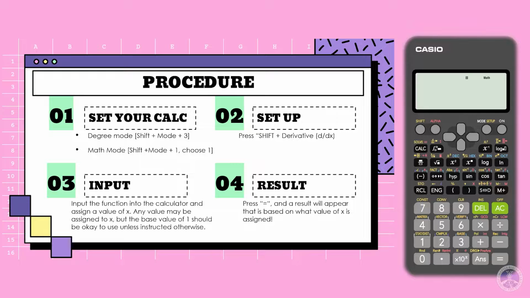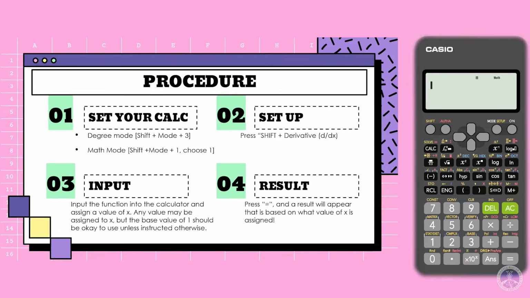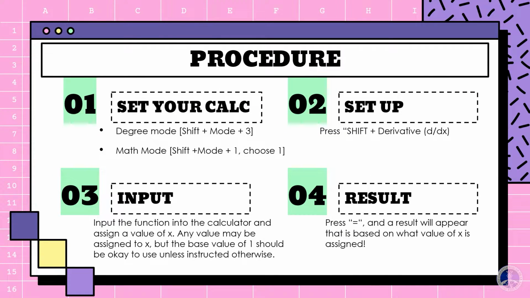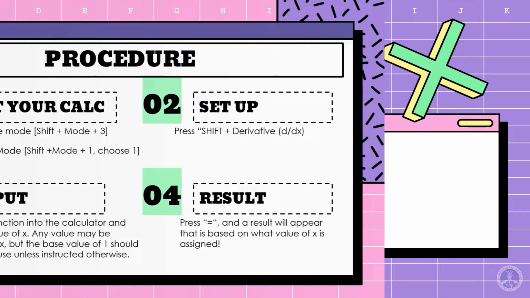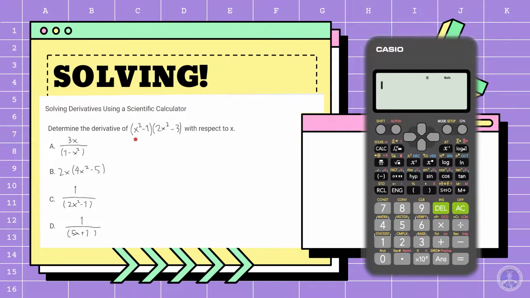So you're probably thinking, how are we going to use this in a word problem? Well, let's apply what we learned to the following examples. So, determine the derivative of x squared minus 1 times 2x squared minus 3 with respect to x. So we have our function here and we have to determine what is the derivative among these choices. So let us apply what we learned earlier here.